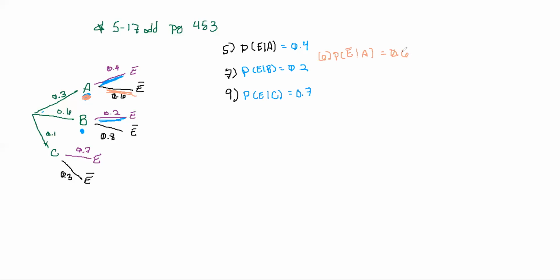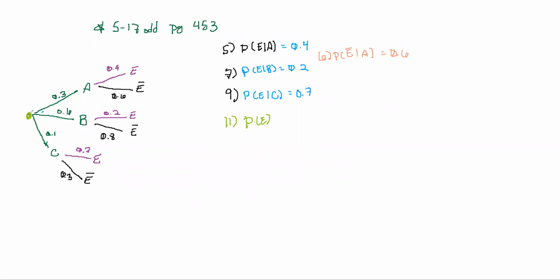Okay, so let's try problem 11. Let me clean up this area a little bit. Problem 11 is asking us about the probability of E in total. As we discussed earlier, there are different ways to do this, but the easiest way, given the information that we have, is to follow the path.